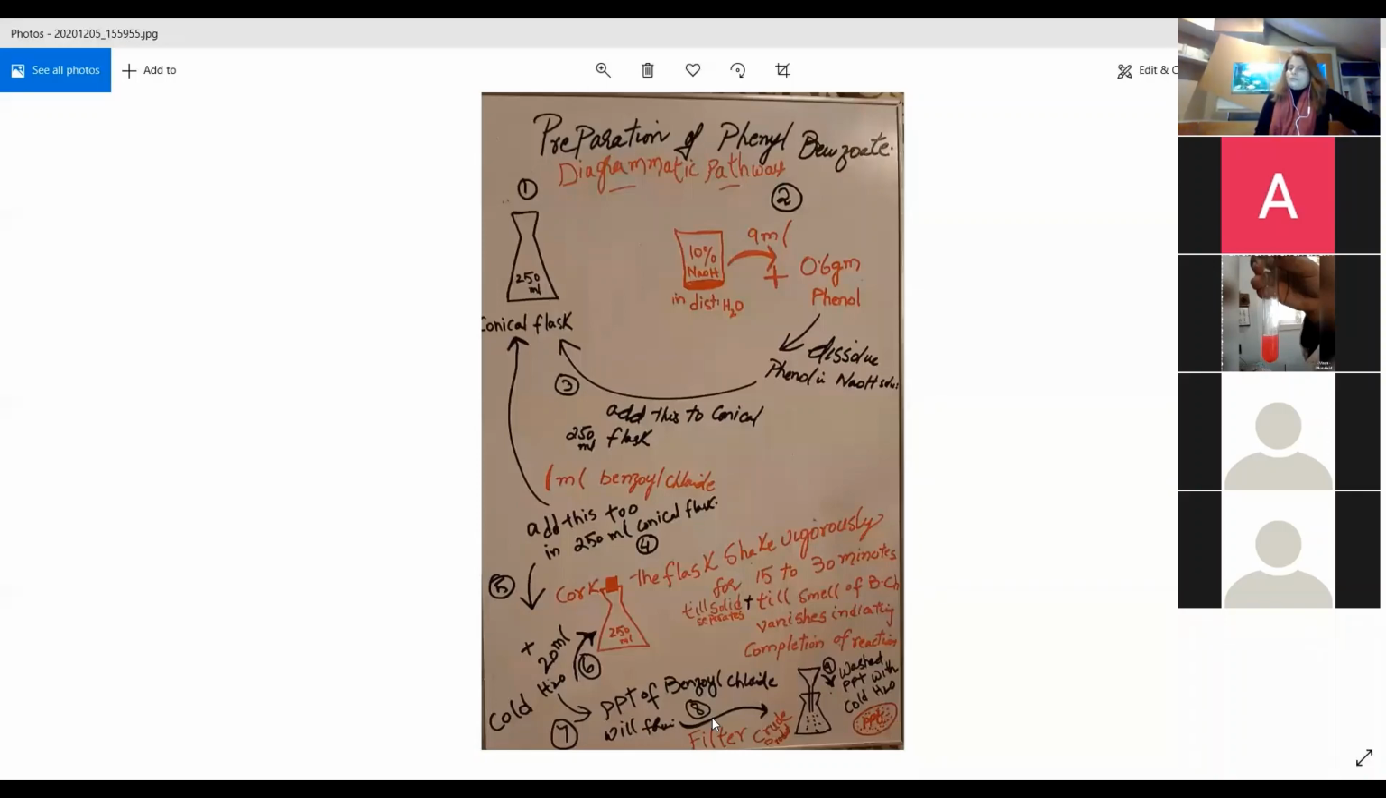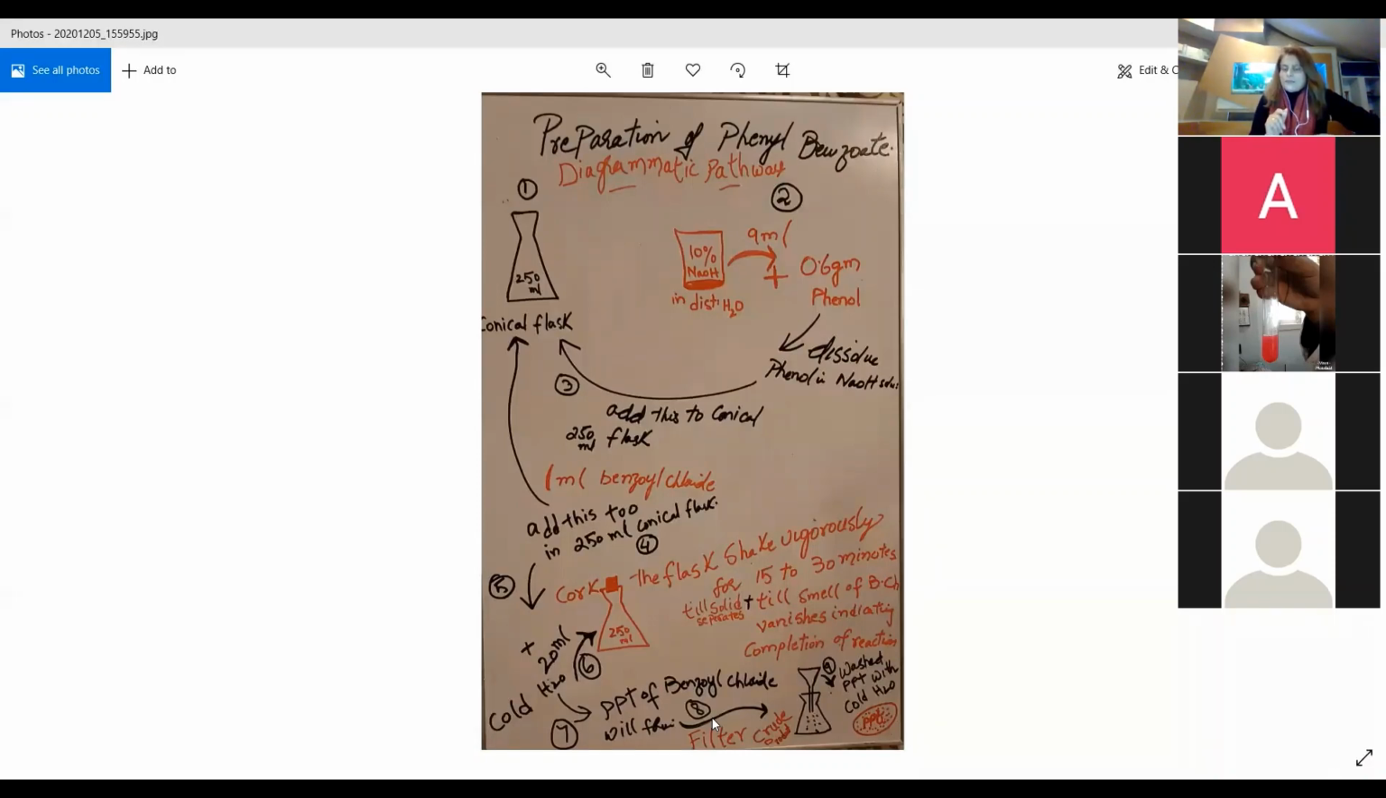Now, how are you going to recrystallize? It's again a very simple process. You will take your crude product and put it inside the filter paper, two to three filter papers, and you will press it against those filter papers until you see that the solvent is no more there. Then you are going to wash the precipitates with cold water.